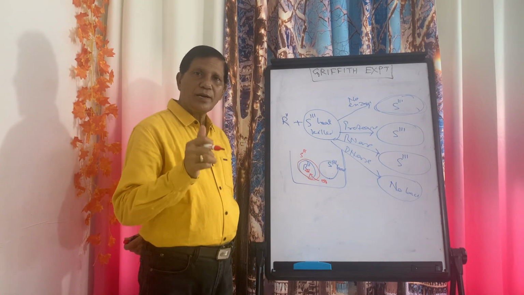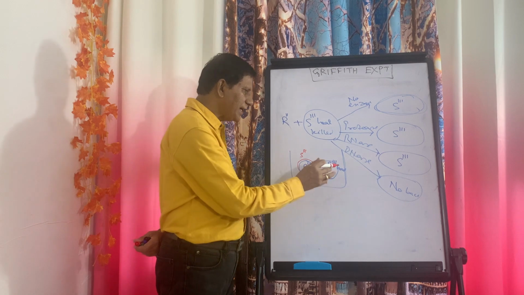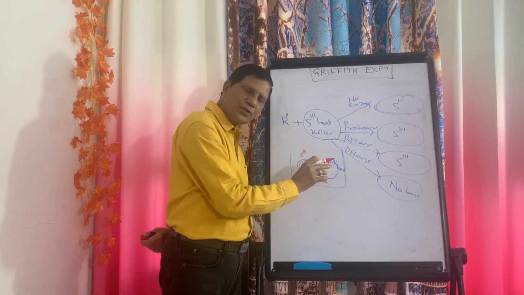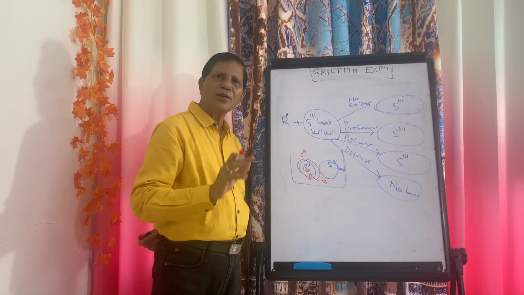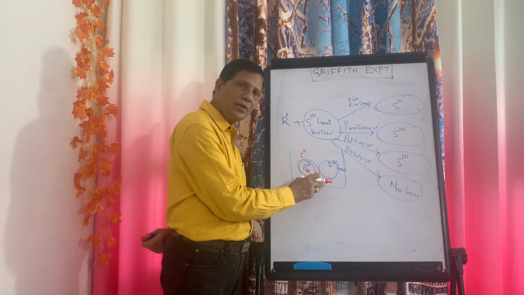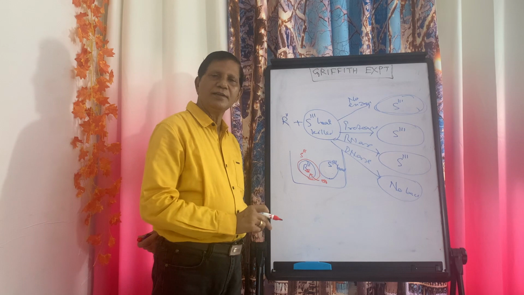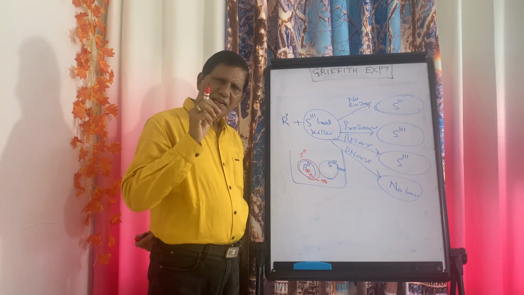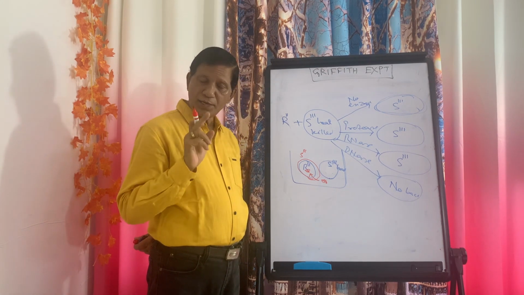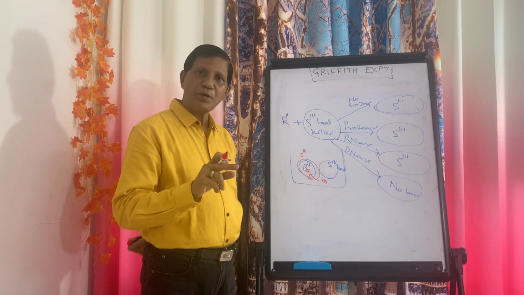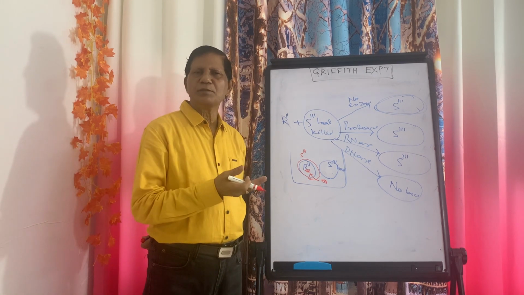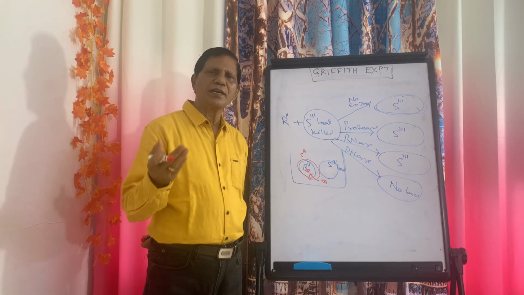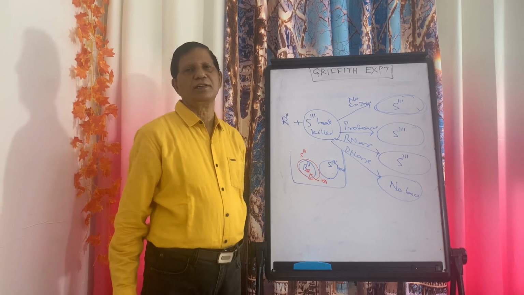Why I use the word somehow? Here it is heat killed, so the cell membrane is dead, but this is living. The cell membrane is not dead, and DNA is a macromolecule. It cannot enter easily. That means very rarely it may enter. That is why in nature, transformation is a rare event. Only in 5% of bacteria, transformation takes place. In other bacteria, mostly conjugation and transduction takes place.